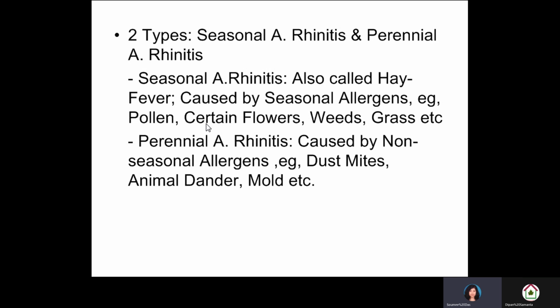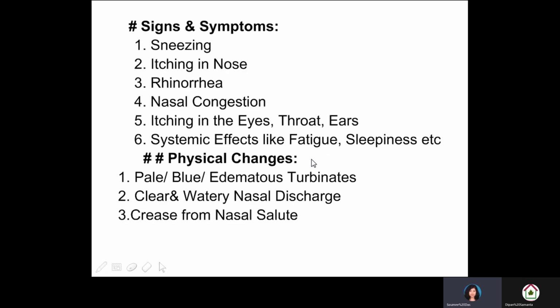So accordingly, the allergic rhinitis will be precipitated in that particular or respective season. Okay. Next is perennial allergic rhinitis. This one is caused by non-seasonal allergens like dust mites, animal dander, mold, etc., whose presence is constant throughout the year. So there is no seasonal variation in the frequency and intensity of this disease, which is non-seasonal allergic rhinitis or perennial allergic rhinitis.